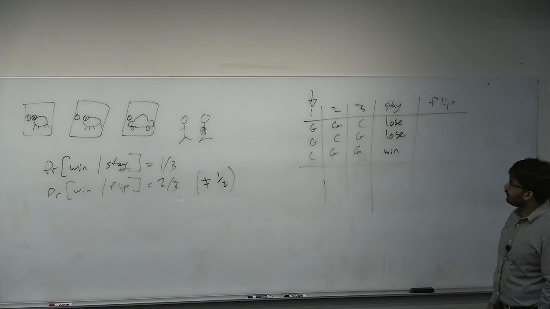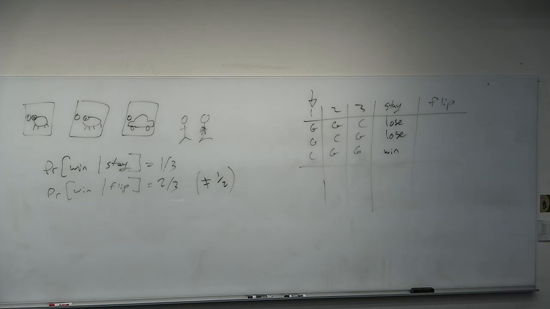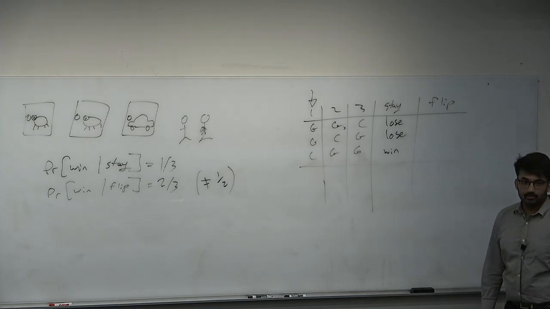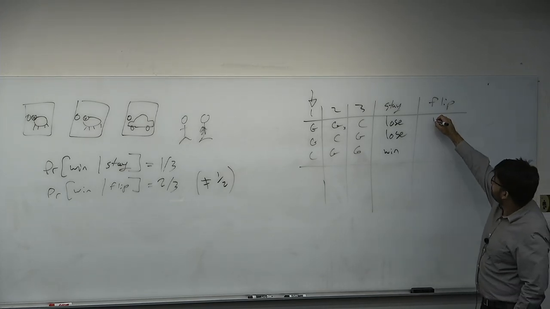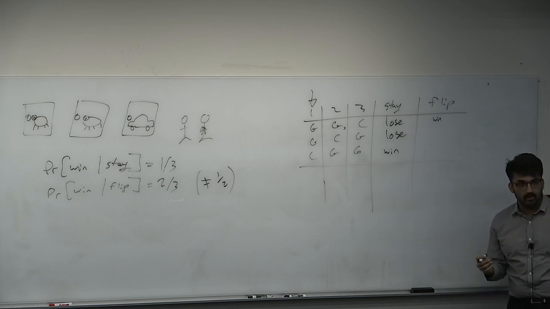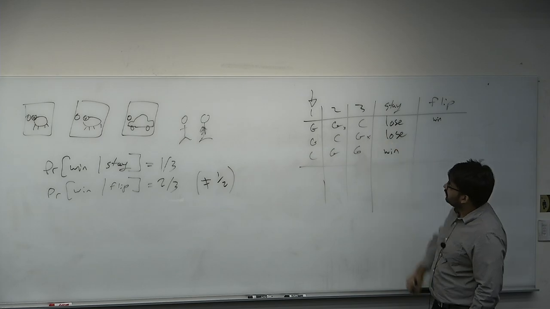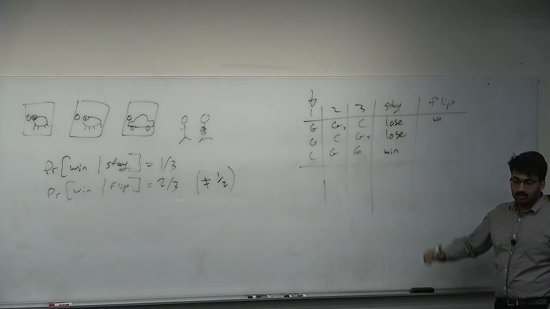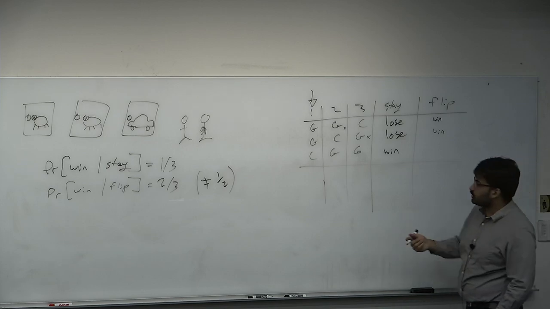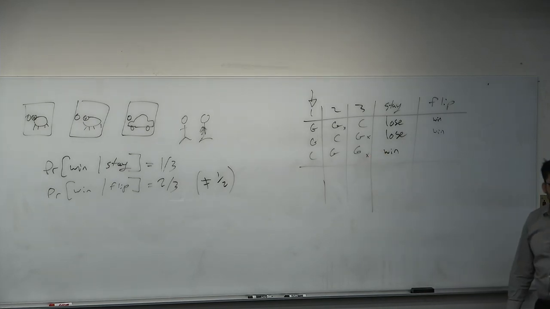Now, let's say it's goat, goat, car, and you are determined to flip. You choose door one. Monty will open door two for you, and you flip. Do you win? Let's say it's goat, car, goat, and you choose door one. Monty will then open door three for you. And you choose to flip. Do you win? Let's say you chose a car. Monty will open either door two or door three. Let's suppose door three without loss of generality. And you choose to flip. Do you win?